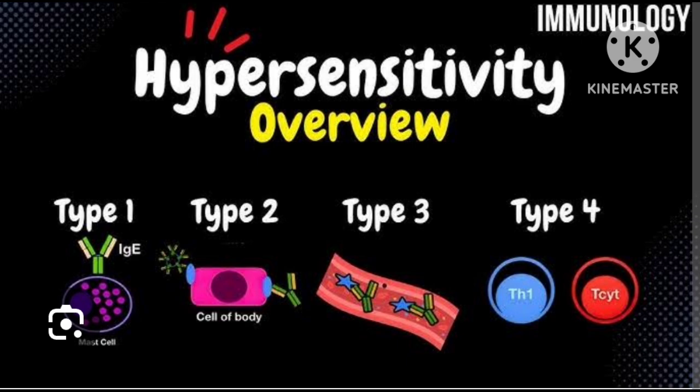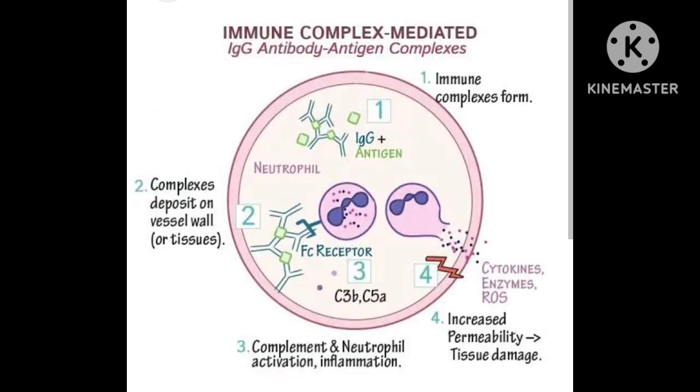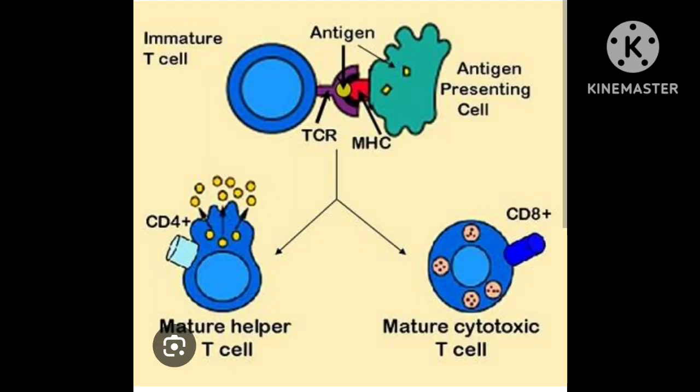There are 4 types of hypersensitivity reactions as below. Type 1 reaction mediated by IgE antibodies. Type 2 cytotoxic reactions mediated by IgG or IgM antibodies. Type 3 reaction mediated by immune complexes. Type 4 is delayed reactions mediated by cellular response.